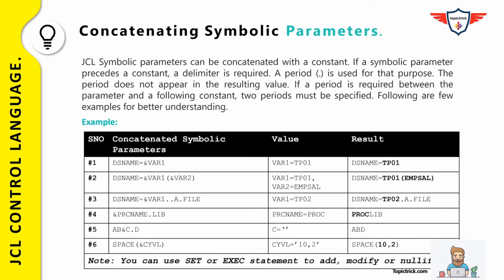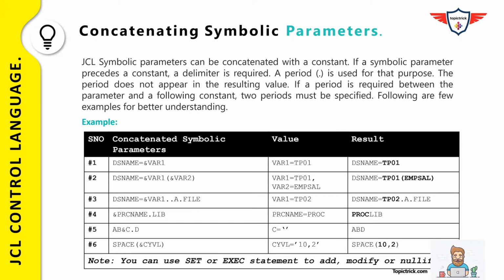Now let's go through the following example table to understand how you can concatenate symbolic parameters to accomplish your requirement. This table includes 4 different columns. The first one is the serial number, the second one is the concatenated symbolic parameters, the third column is a value column that outlines the value which will be assigned to these symbolic parameters. And in the last column, you'll see the result, the outcome after you assign the value to the symbolic parameters.